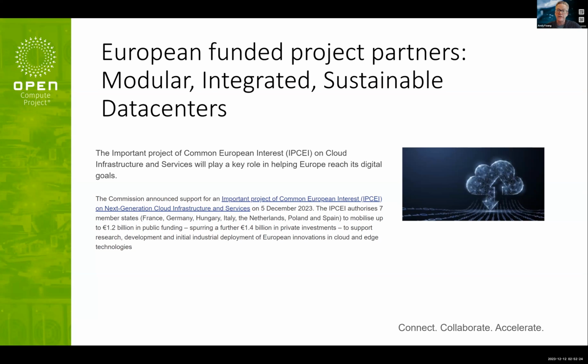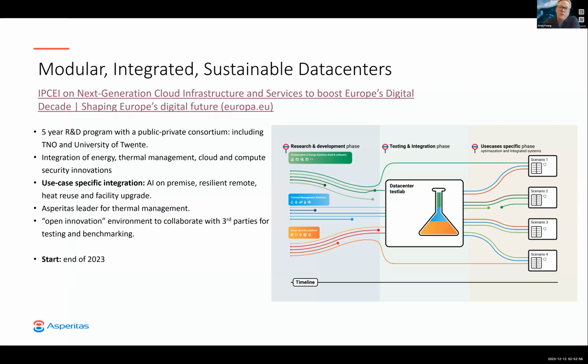Just to close, we have some great news to mention: we've been successful, along with a group of other universities and commercial companies, in receiving European funding for an important project of common interest in Europe on cloud infrastructure services. As part of that, we will be launching a data center test lab in collaboration with the University of Twente and TNO. It's a five-year project, which is one of the ways in which we can enable interested parties to experience immersion and to develop the next generation of technology to extend the viability of this platform.